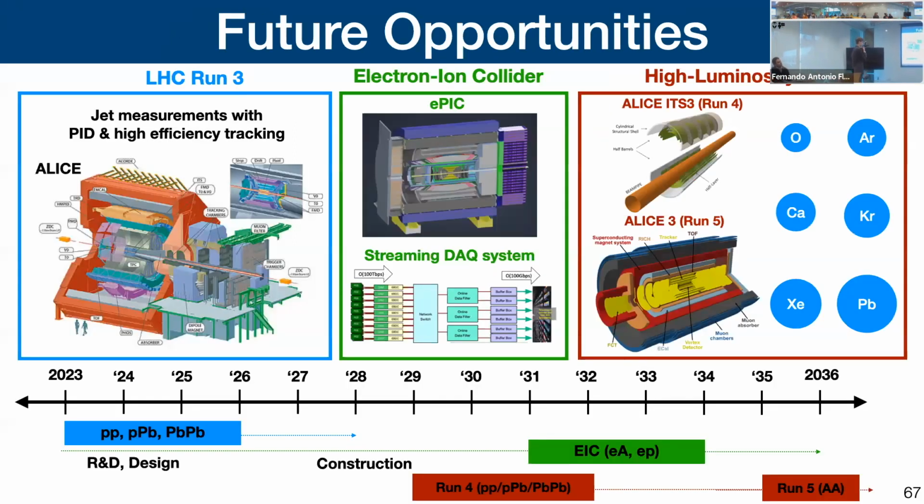So that brings me to the future opportunities very quickly. We have the LHC-13, which is starting now, which is very exciting. We can do very interesting measurements with jets and particle identification, and high efficiency tracking that will occur for around 3 years. Then there's the upcoming Electron-Ion Collider, which will go through R&D and construction in the next decade or so, with some data around 2030, 2031. And then there are also opportunities for the LHC-14 here and 15 here. You'll have upgrades to various detectors.